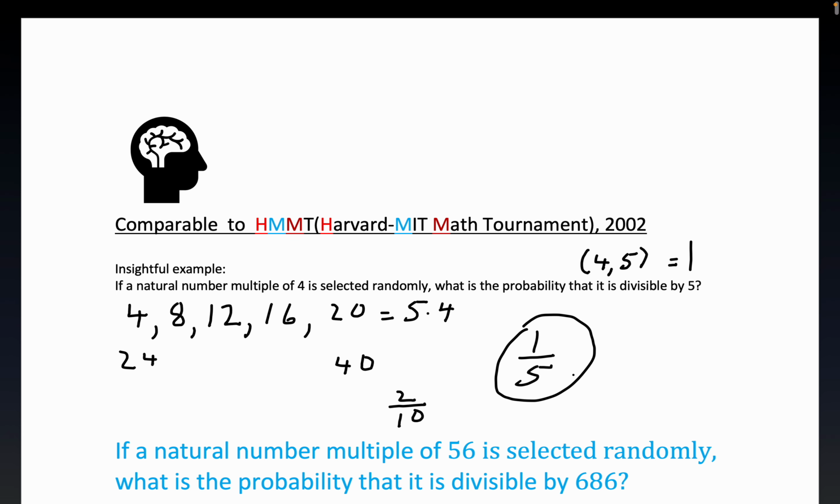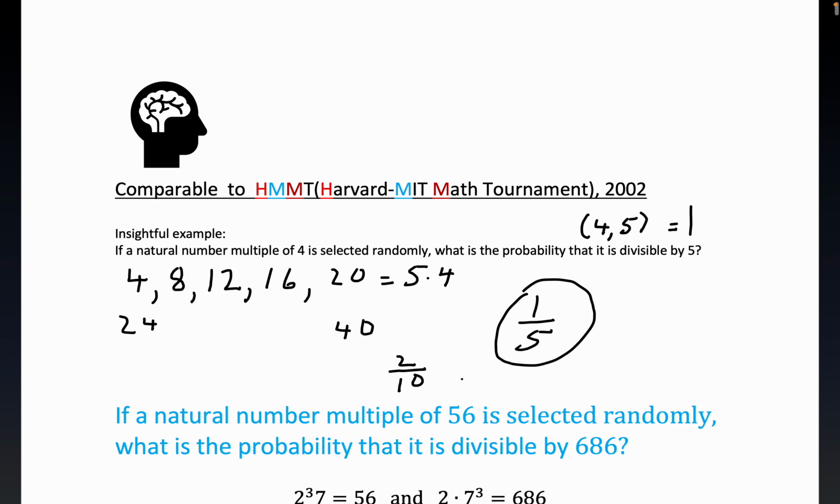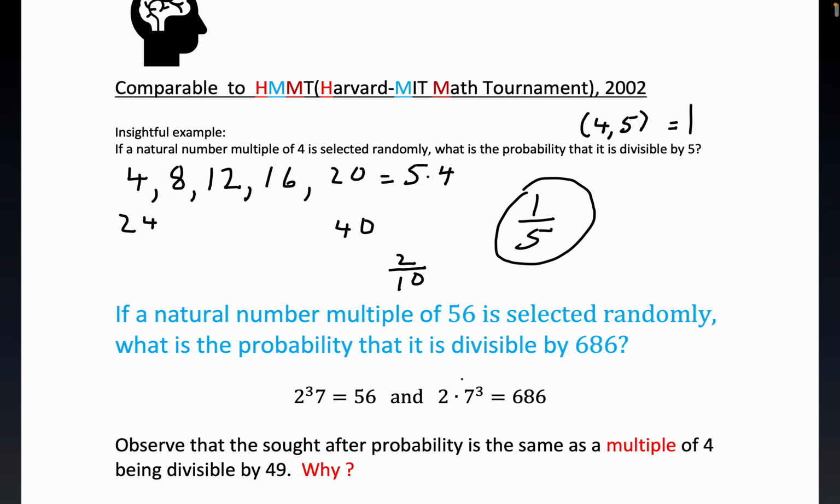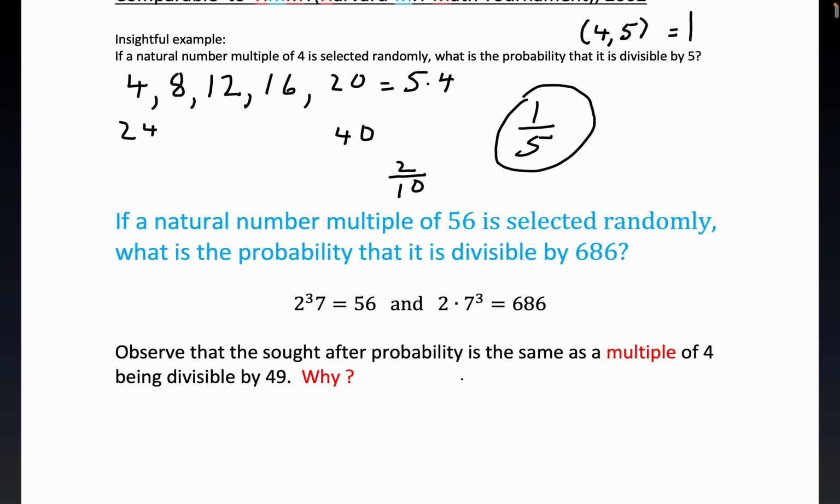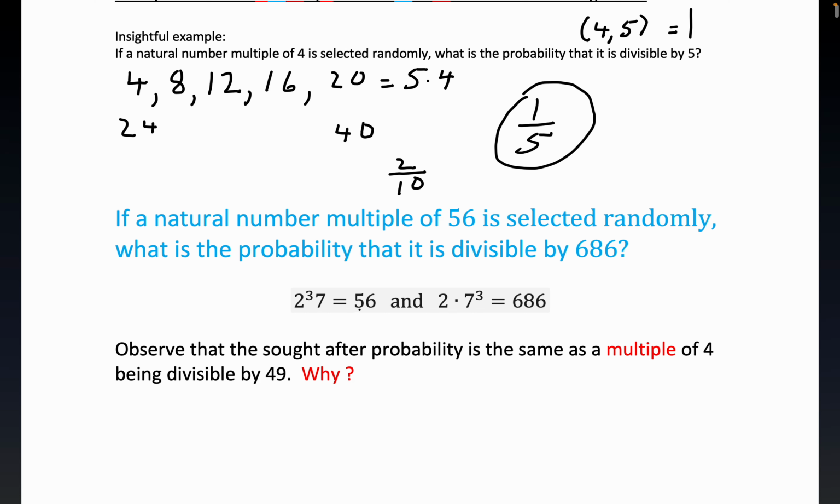Now let's take a look at a problem where the numbers are slightly larger, and it's hard to do the mental math here. As you may have surmised, the prime factorizations come in very handy here. Notice what we have. This is the prime factorization of 56. It's very easy to determine. 8 times 7 is 2 cubed times 7. And that's 56.